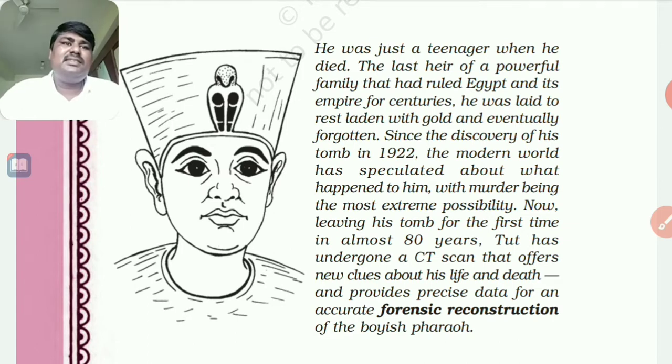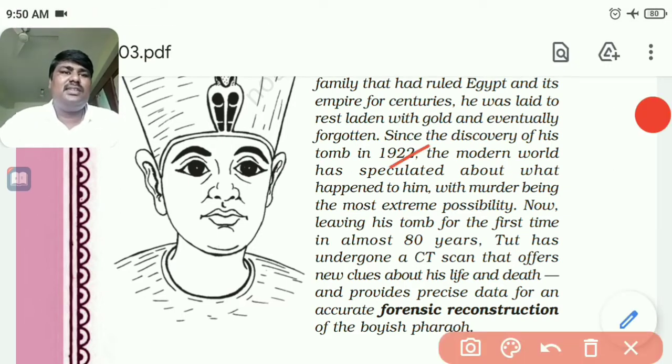Since the discovery of his tomb in 1922, the modern world has speculated about what happened to him. So the whole world is waiting to know what happened to him, why he died at the age when he was a teenager. Teenage means maybe 18 to 20, or so.